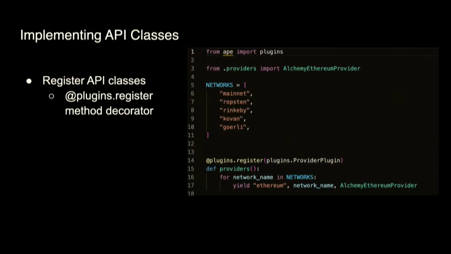It makes sense. The next step is registering the API class, which is a separate file, and we just see that we have a list of networks that we're providing within Alchemy: mainnet, Ropsten, Rinkeby, which you saw me utilize, and so on and so forth. And then we just yield after registering the plugin, Ethereum being the ecosystem name, whatever the name of the network is, which in this case would be Alchemy, and then the provider itself.